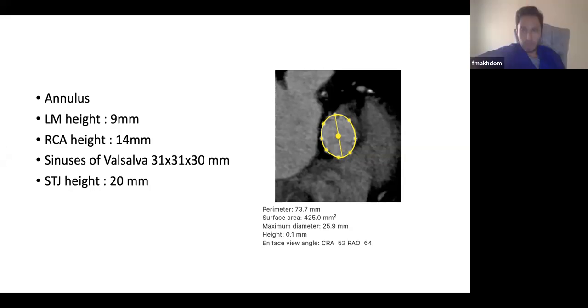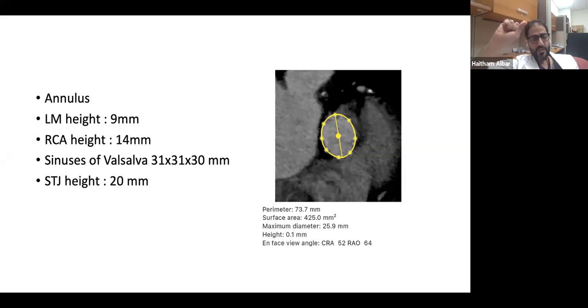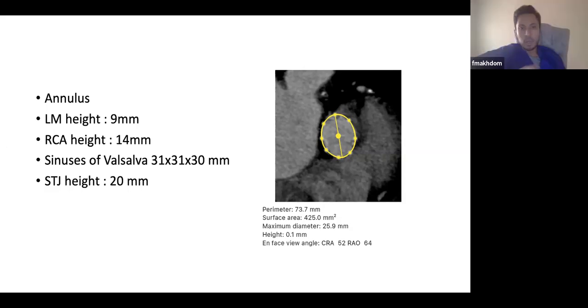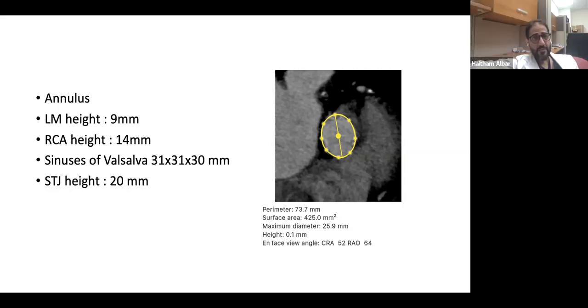But there is a specific for each patient: the height, the sinuses of Valsalva diameter, the height of the left main, the height of the RCA, that will technically decide whether I can do TAVI or not. I think I didn't recall, but I think his reading here is acceptable, but I need to review the chart actually. There is one number that's concerning. Left main height 9 millimeter. I think it's supposed to be 12.